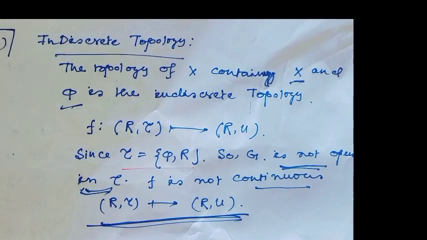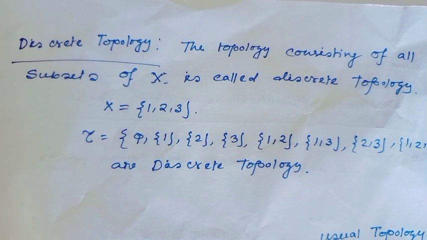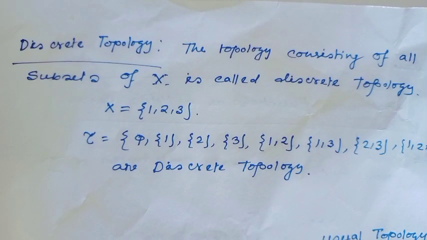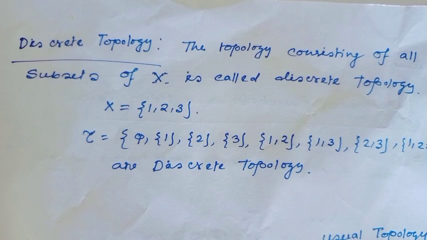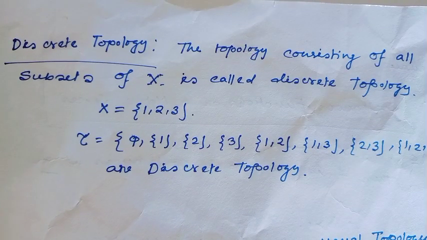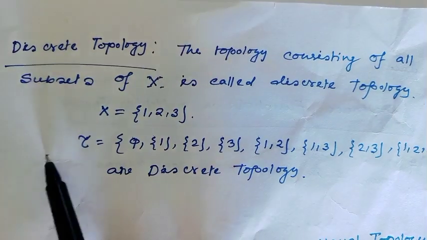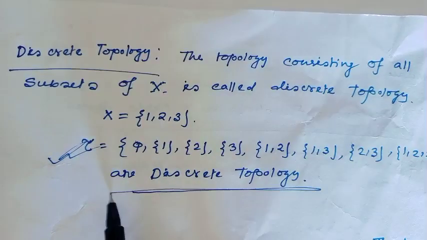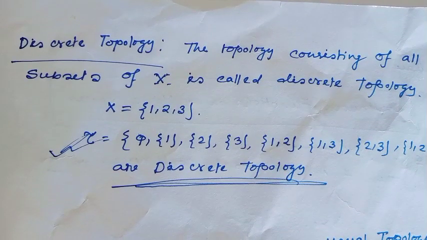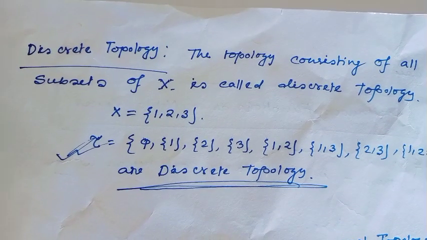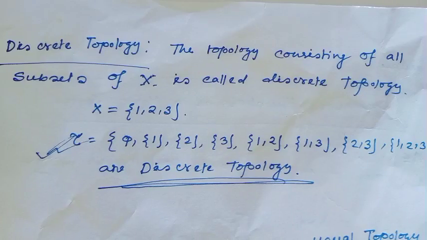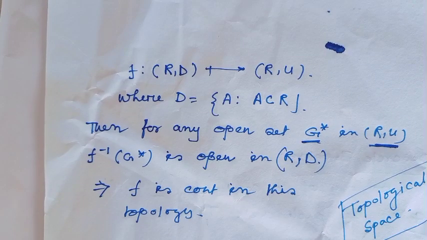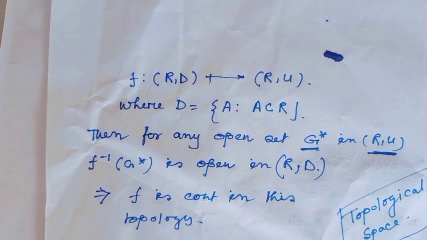What is discrete topology? Discrete topology is the topology consisting of all subsets of the set X. If we consider X equal to 1, 2, 3, then tau is actually all subsets of X, so tau is called the discrete topology. That means the discrete topology contains all subsets of any set. I hope all my viewers have understood what the discrete topology is. Now consider a mapping F from discrete topology to usual topology.